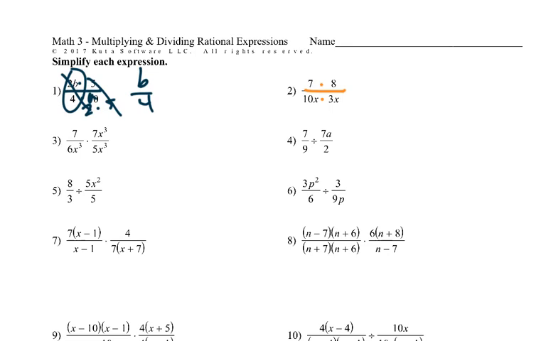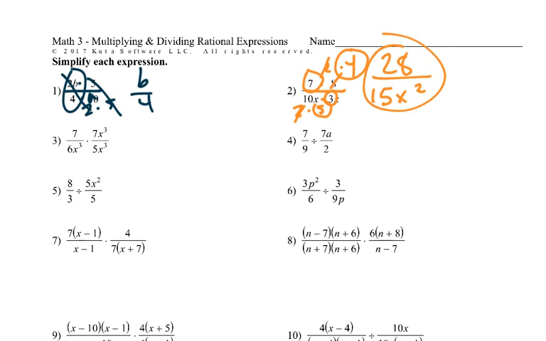So 8, well, that's like 2 times 4. 10 is 2 times 5, so the 2's can cancel. So I've got 5x times 3x, so we'd have 15x squared on the bottom. Then we got rid of the 8, so 4 and 7 would give us 28 on top. And that's our simplified, multiplied fractions.